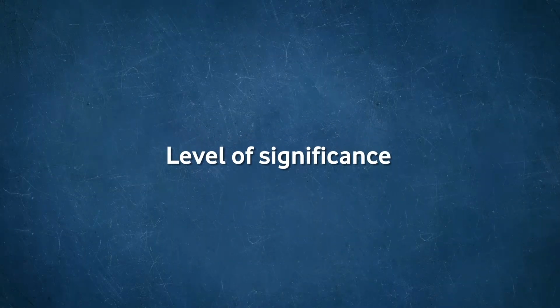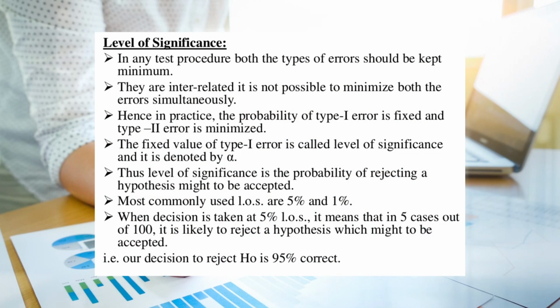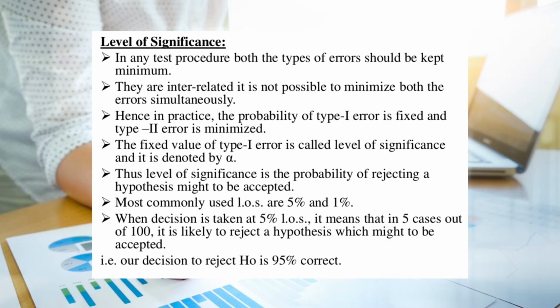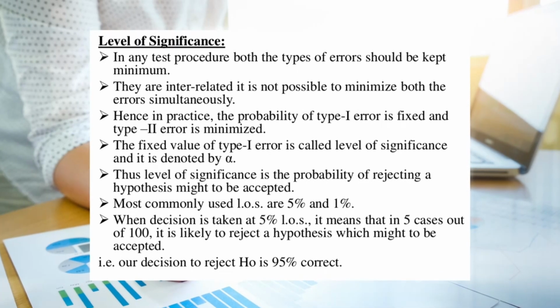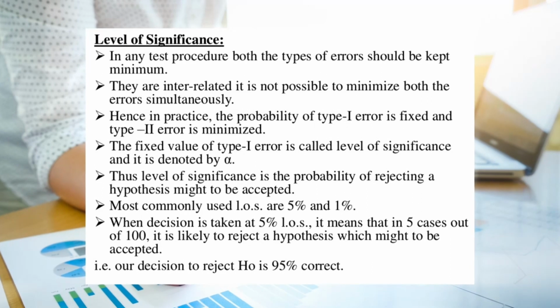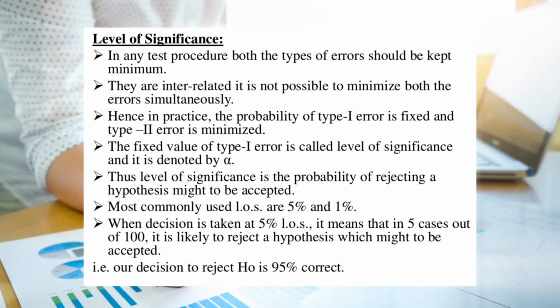But this is very important: type 1 and type 2 errors occur when you are going to make experimental decisions. So level of significance is something quite important in any test procedure. Both types of errors should be kept minimum. They are interrelated. It is not possible to minimize both errors simultaneously. Hence, in practice, the probability of type 1 error is fixed and type 2 error is minimized. The fixed value of type 1 error is called level of significance and is denoted by alpha.